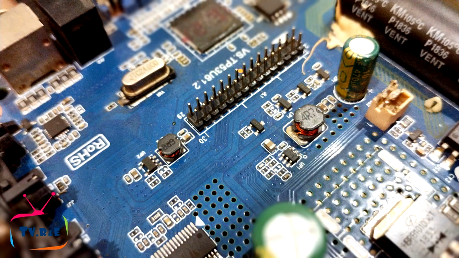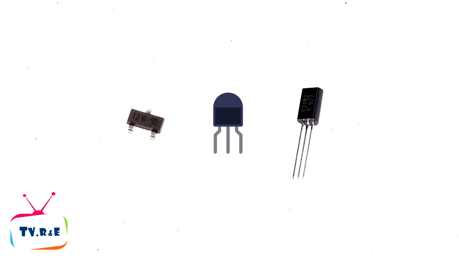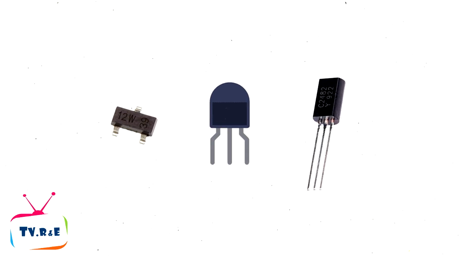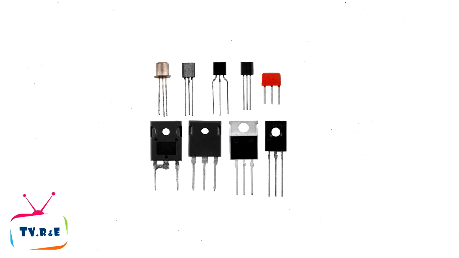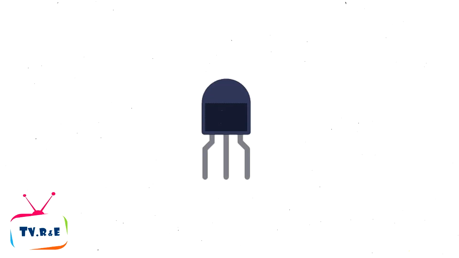One, we can check the transistor by removing it from the circuit board, or we can check it directly in the circuit board. So today we will learn about both of these methods. That is, to check a transistor in the circuit board or by removing it from the circuit board. But first of all, let's understand that a transistor comes in two types.